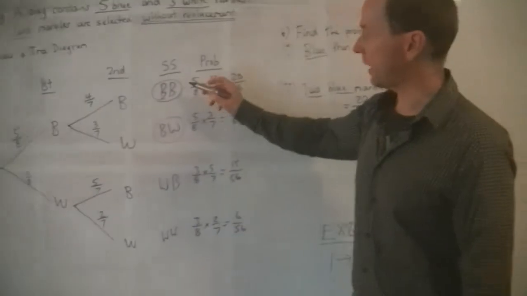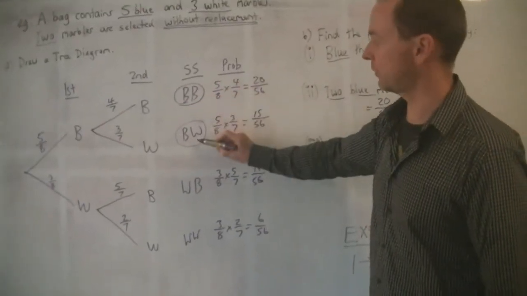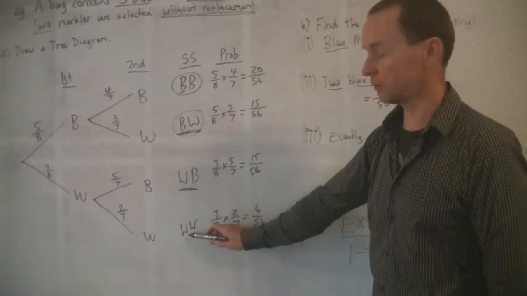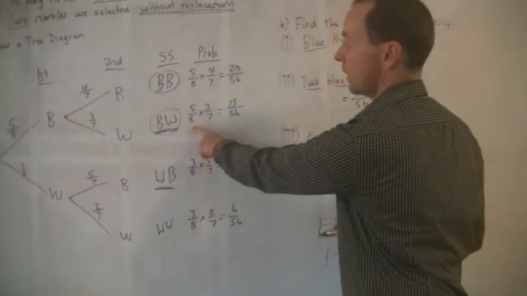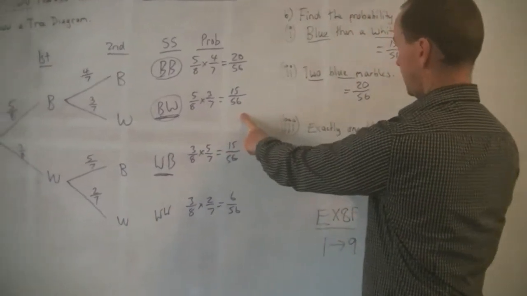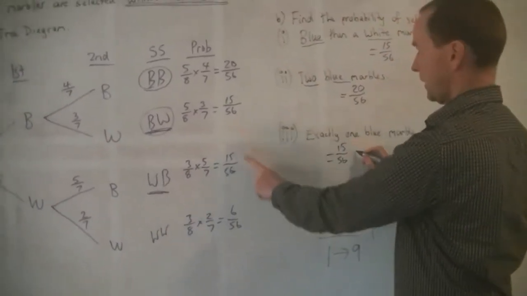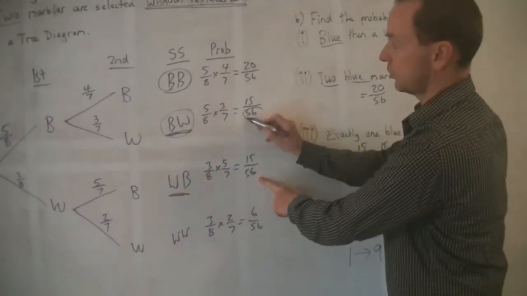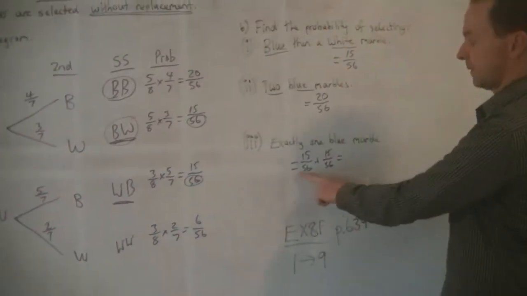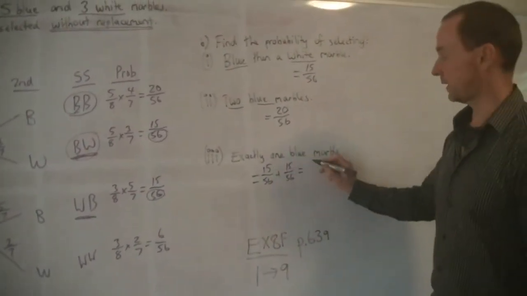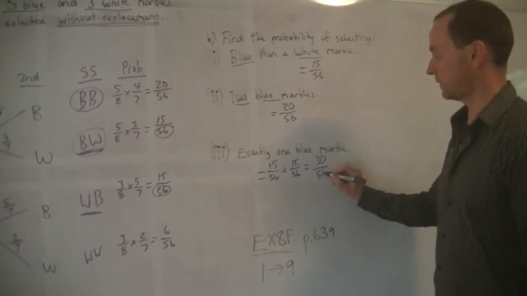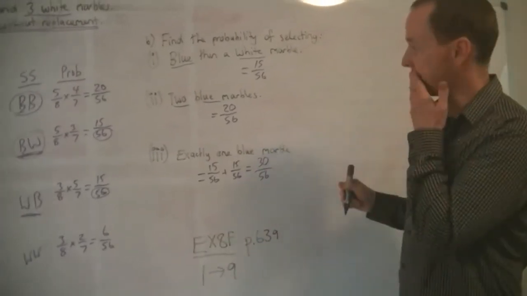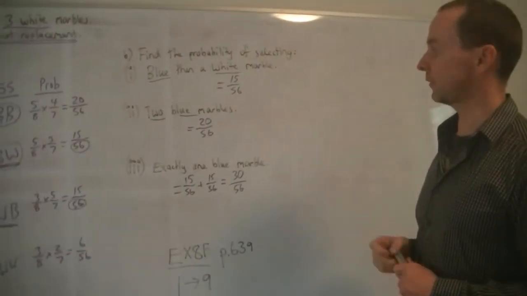Excellent. And the last one, exactly 1 blue marble. So where do we have exactly 1? That's not exactly 1, that's 2 blues. So there's 1 blue marble, and there's 1 blue marble as well. That's no blue marbles. So it's this one plus this one. So it's 15 out of 56 plus 15 out of 56. You add them together. That's why I left it the same denominator, 56, because then we can add them together nicely. So 15 and 15 is 30 out of 56. So now is a time when you can simplify those if you wanted to, once you've answered the actual questions.